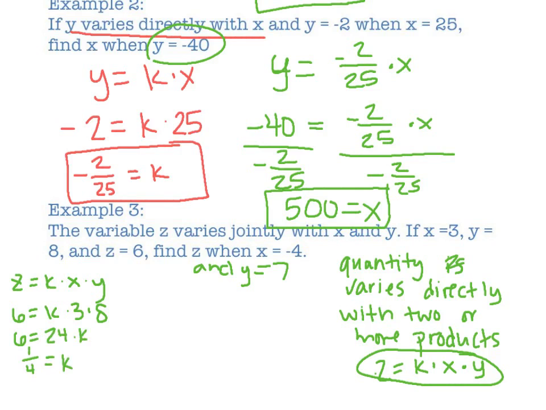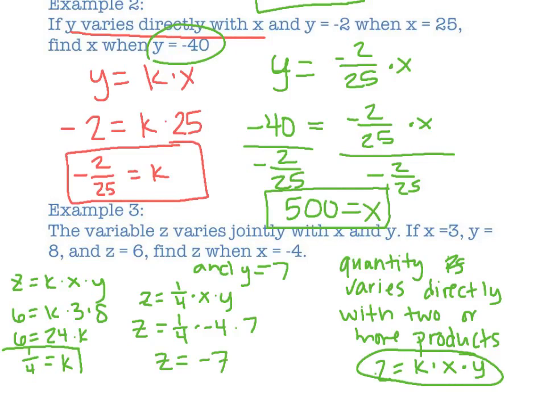So now I can rewrite my equation now that I have a value for k. So I can say z equals 1/4 times x times y. And now I have some new values for x and y that I can use to figure out what z would be. So z equals 1/4 times -4 times 7. And when I simplify that, z is equal to -7.